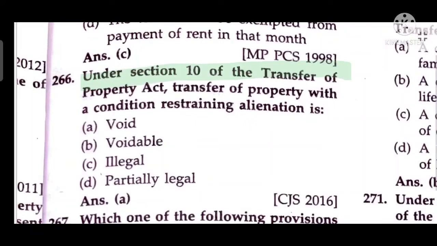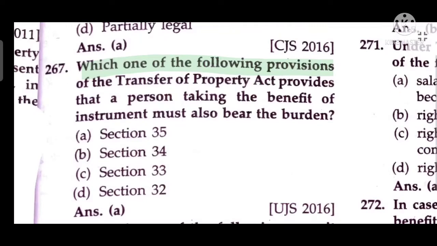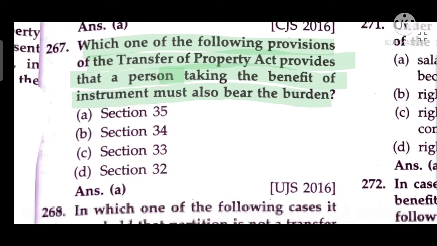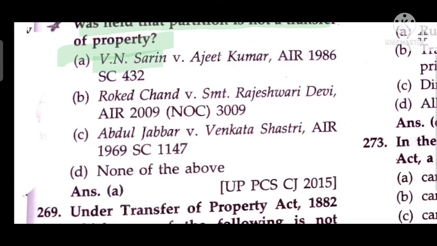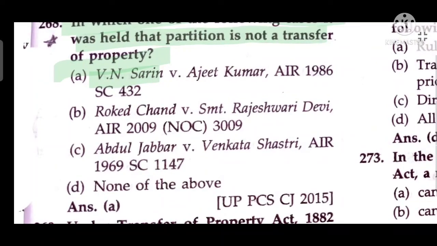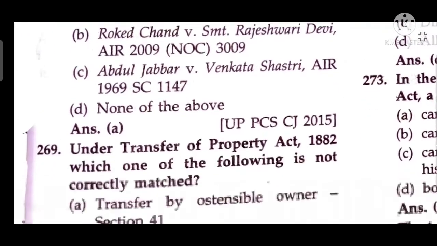Under Section 10 of Transfer of Property Act, transfer of property with a condition restraining alienation is void. Which one of the following provisions of Transfer of Property Act provides that a person taking the benefit of an instrument must also bear the burden? Section 35. In which one of the following cases was it held that partition is not a transfer of property? Sareen versus Ajit Kumar, AIR 1986 SC 432.